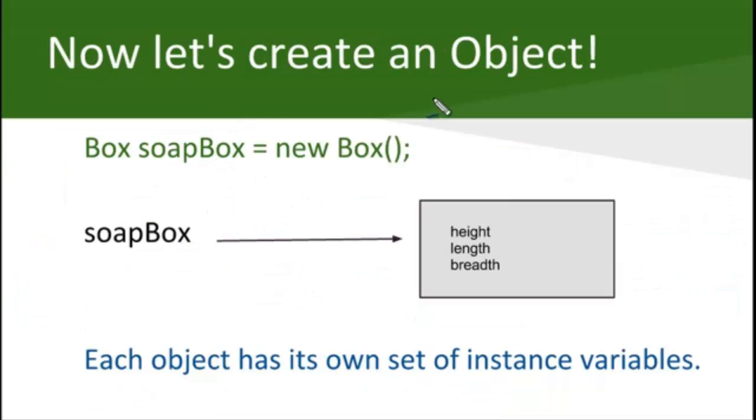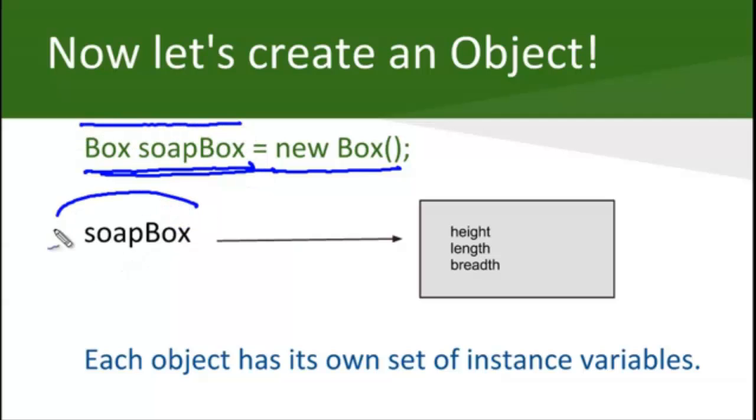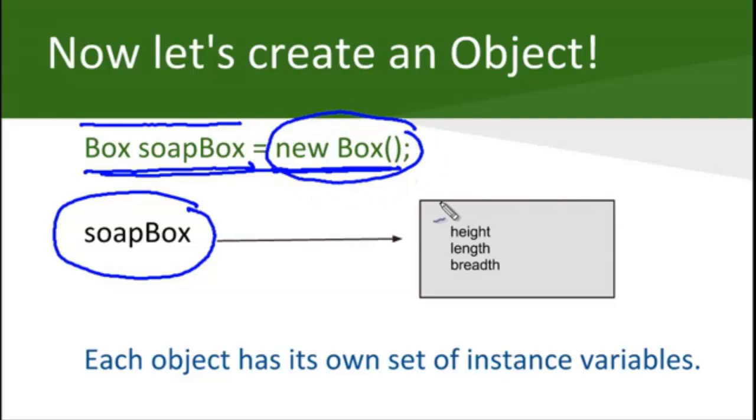But what do we do to create an object? For that we write this whole code. Understand here that when I write Box soapBox, this part is creating a reference variable. And when I write new Box(); — the class name and the open-close parenthesis and a semicolon — this whole statement is creating an object with its set of fields or instance variables, and the reference variable soapBox is referring to this object.